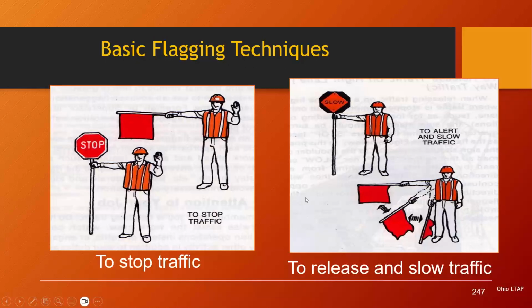And so in our guidebook, we have these drawings in here that show the basic flagging techniques with both a stop slow paddle and a red flag. And so we see here on the left how to stop traffic. Again, the stop slow paddle, the stop sign is facing oncoming traffic, with the flagger having his right arm straight out and his left hand raised, his elbow bent, but the palm facing the motorist.